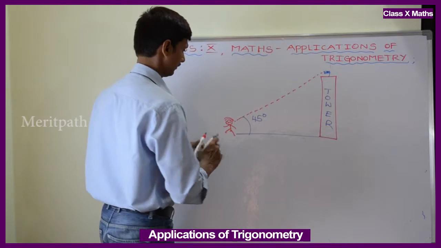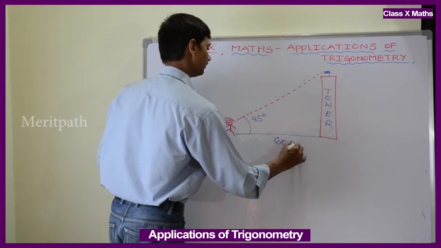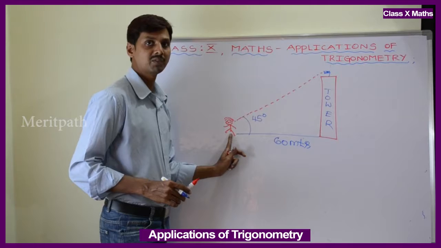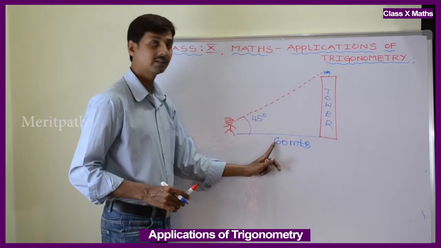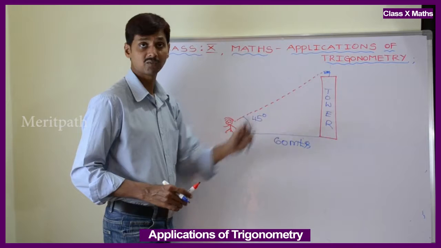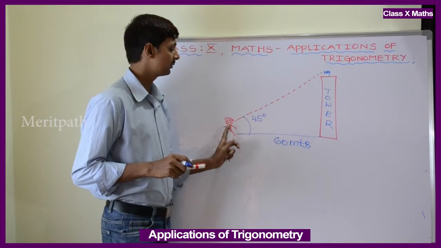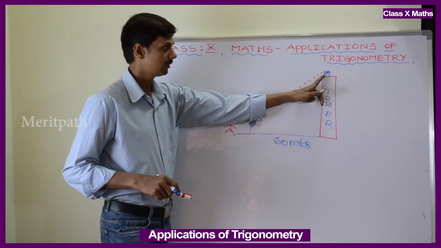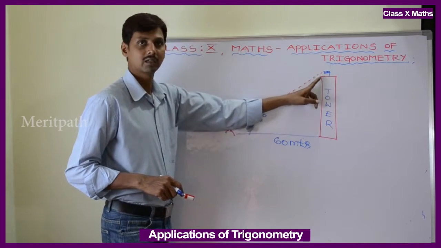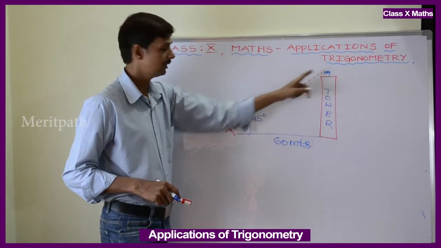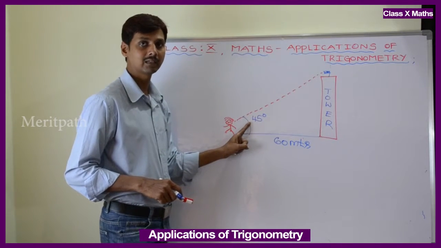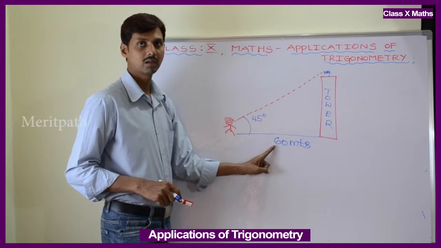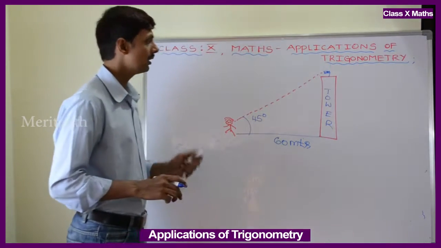The distance from the tower is 60 meters. The foot distance between the observer and the tower is given as 60 meters. Let us find out the height of the tower. Let us recall the problem. An observer is observing a flag which is on the top of the tower, and it makes an angle of 45 degrees, and the distance between the tower and the observer is 60 meters. We need to find out the height of the tower.